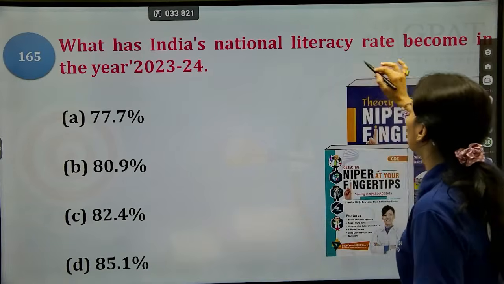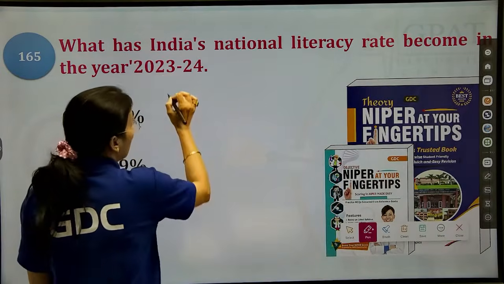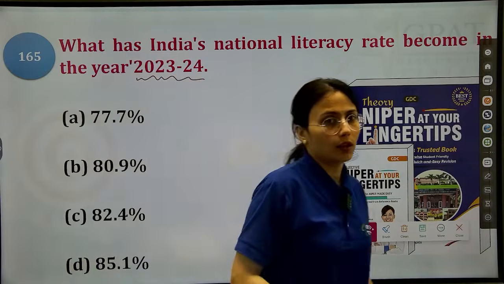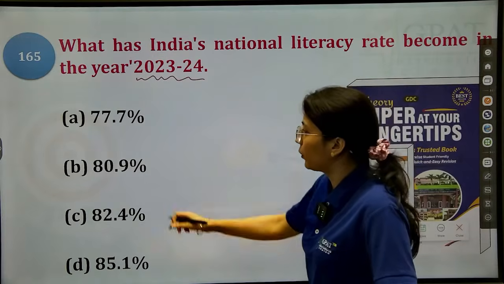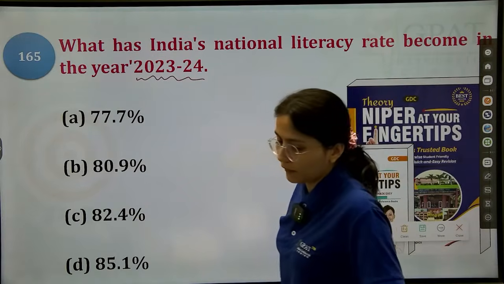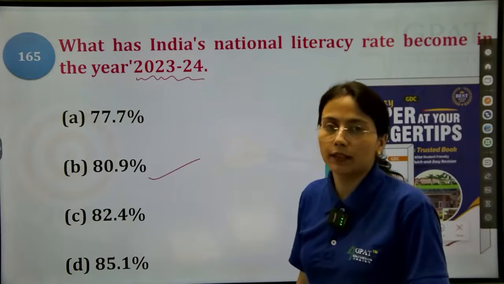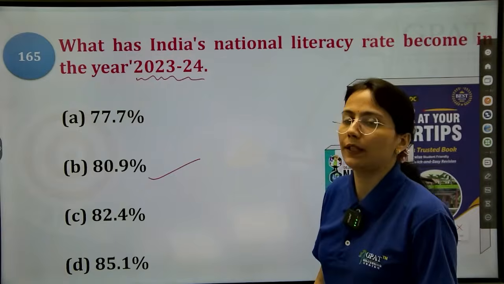What has India's national literacy rate become in the year 2023? So we have to give the answer. What was the literacy rate in 2023-2024? 87.7, 80.9, 82.4, 85.5. So the correct answer is 80.9%, the literacy rate in the year 2023-2024.